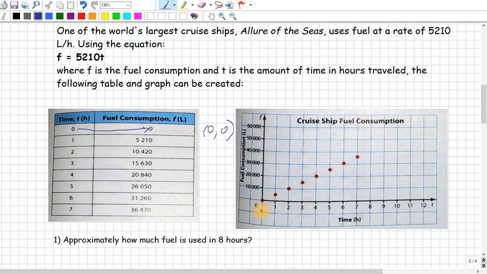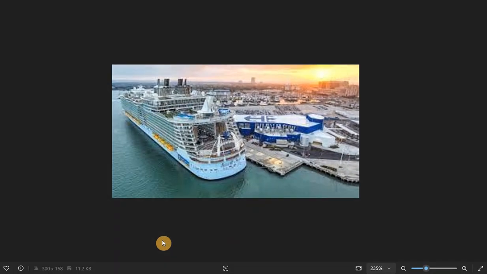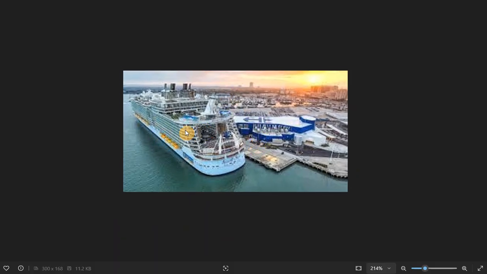Just to give you an idea of how large this ship is, I found some pictures of it. I found a picture of it docked. This isn't a very high resolution picture, but it shows the cruise ship docked, and it is massive. This is a huge building. This is the dock here. Even a car on this would look very tiny, as you can see with these cars over here.